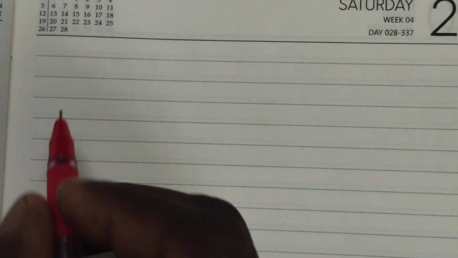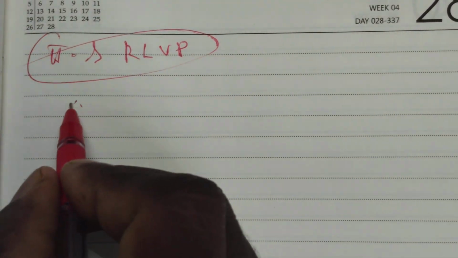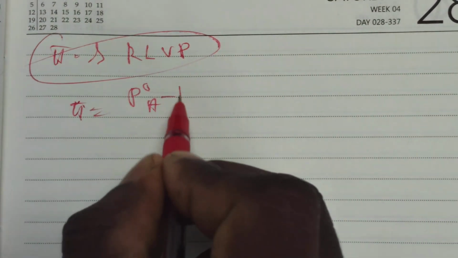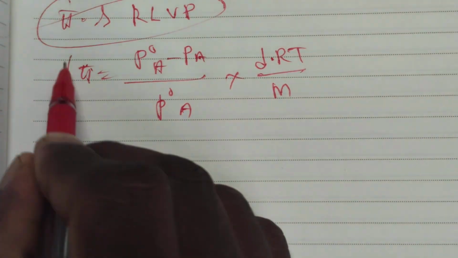Dear student, finally we are relating osmotic pressure to the various colligative properties. There are three formulas. First case: osmotic pressure versus relative lowering of vapor pressure. We can relate pi equal to P naught of A minus P of A divided by P naught of A, into dRT divided by M. This formula is the most important.